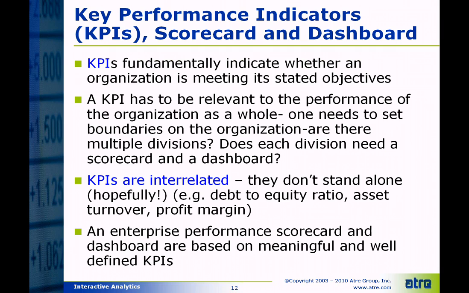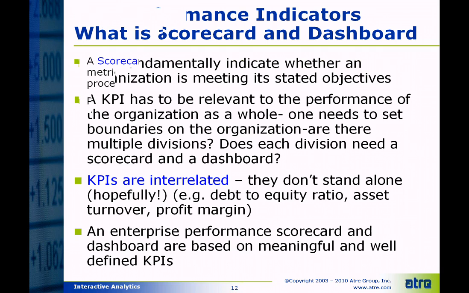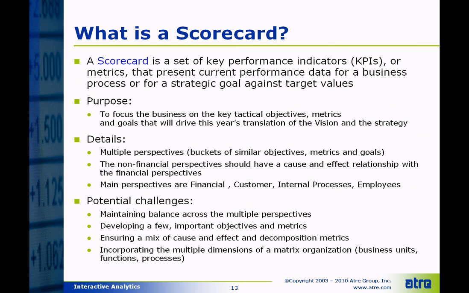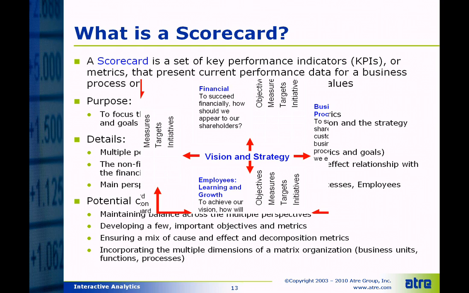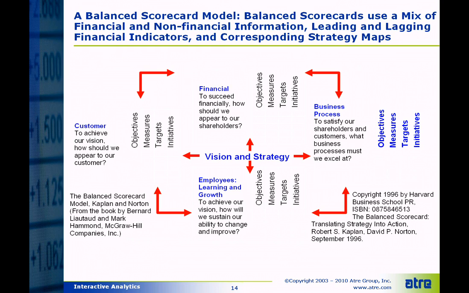Just like our health, where blood pressure, pulse rate, blood sugar level, and cholesterol level are all interrelated, you cannot have just one the best and the other one the worst. They somehow stick together, and the same thing happens with the KPIs. Using the KPIs, you develop a scorecard so that you set together the objectives, the targets, and the initiatives, and then you compare with the measures.